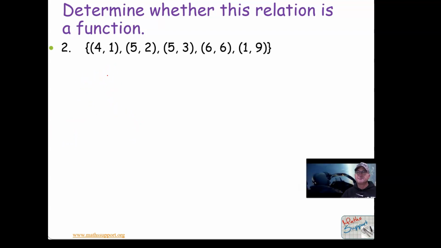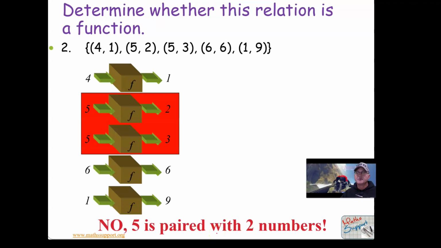That tells you you got a 5 being paired up with a 2, and a 5 is being paired up with a 3. We know that this is a relation. This is not a function. And right there, player 5 has got to cover player 2, and player 5's got to cover player 3. That's not good. And therefore, that is not a function.